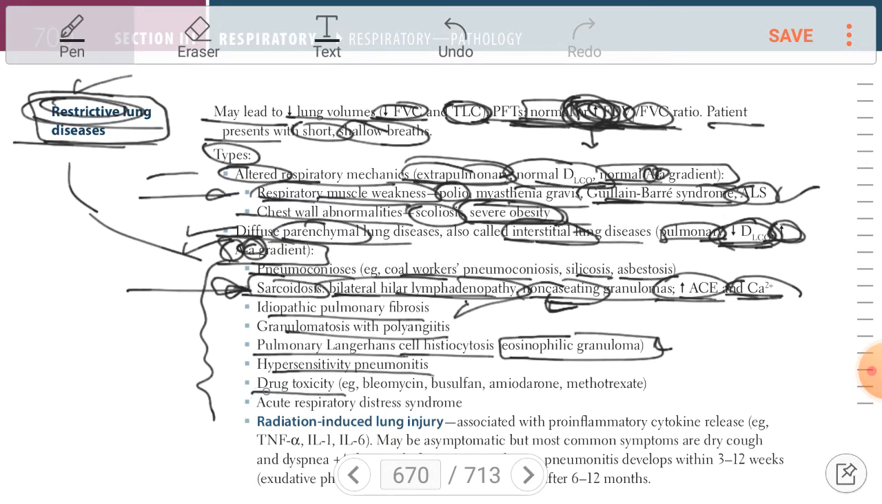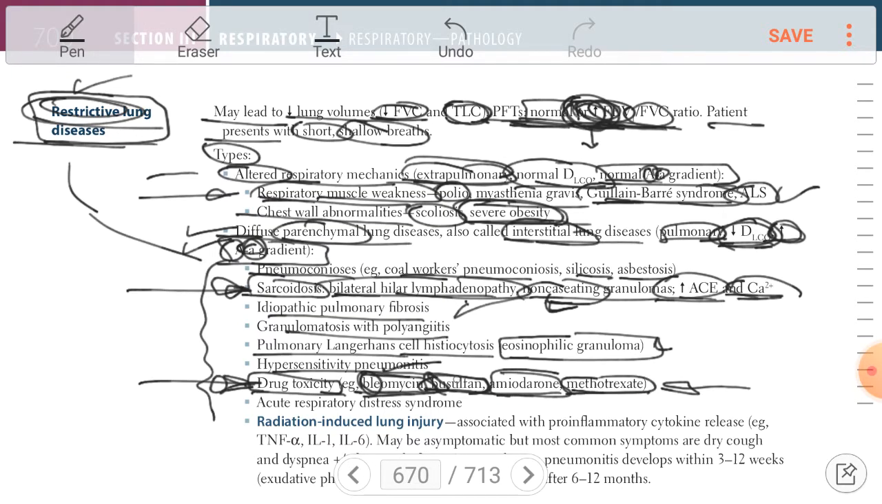Then this is the most important here, drug toxicity. We have bleomycin, busulfan, so pulmonary fibrosis, plus amiodarone and methotrexate, which will cause fibrosis of the lung. This is the most important. All of these drugs, bleomycin, busulfan, amiodarone, and methotrexate, will cause restrictive lung disease.